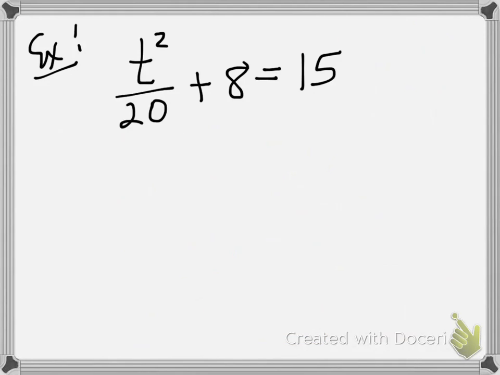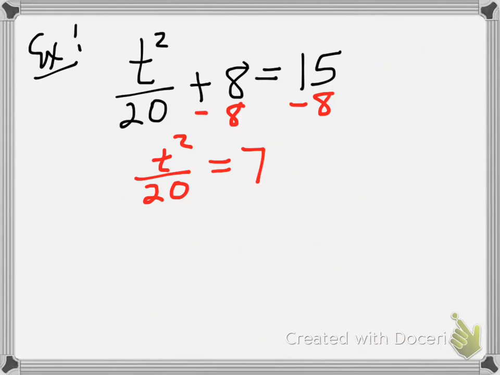Alright, let's try another one. This one's got a little bit more to it. Anytime you're trying to solve for a variable, you have to try to get everything else on the other side. So I'm going to start this process by subtracting 8. So 15 minus 8 is going to be 7.